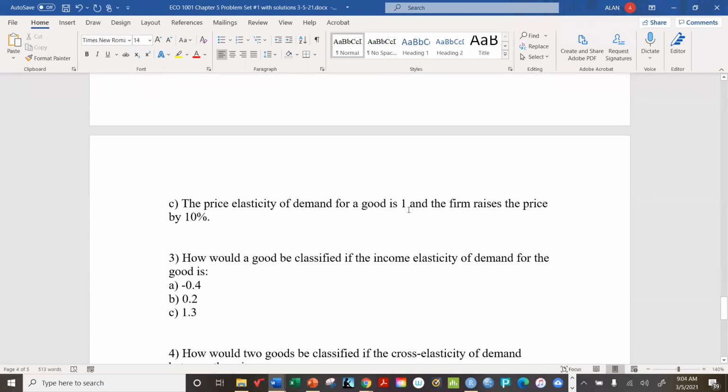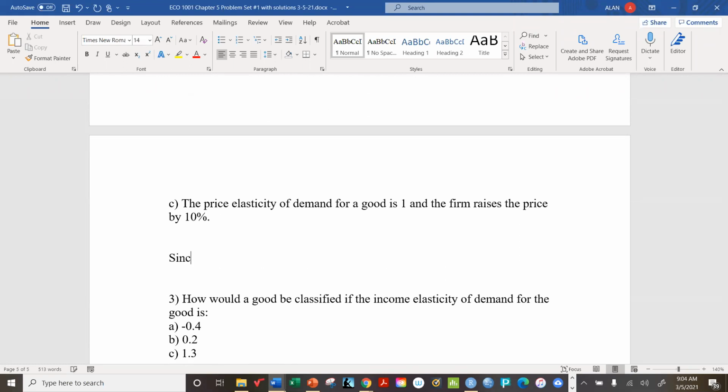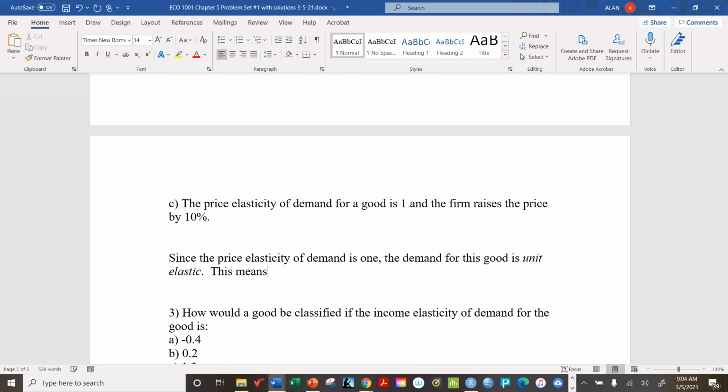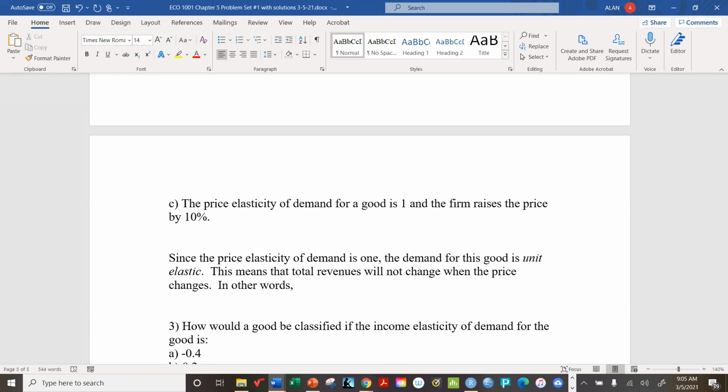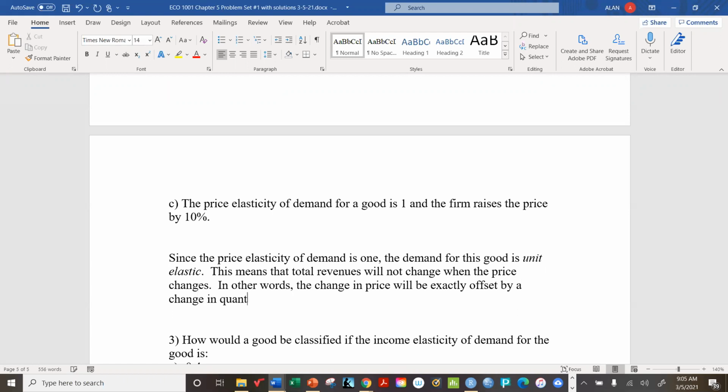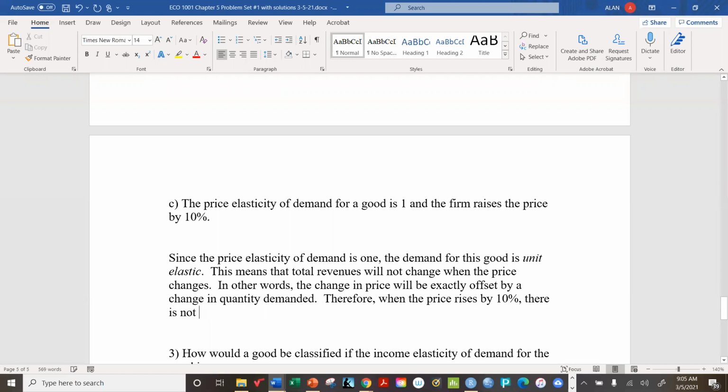All right, one more. Now, this is the interesting case. This is the case of unit price elasticity. So in this case, since the price elasticity of demand is 1, the demand for this good is unit elastic. This means that total revenues will not change when the price changes. In other words, the change in price will be exactly offset by the change in quantity demanded. So the bottom line is, when the price rises by 10%, there is no change in total revenues.